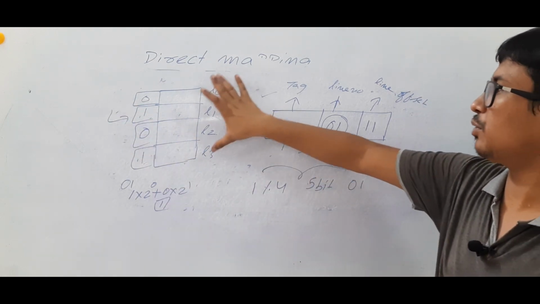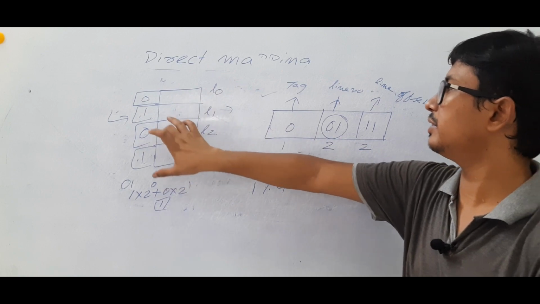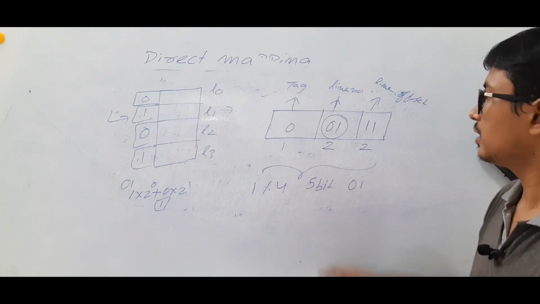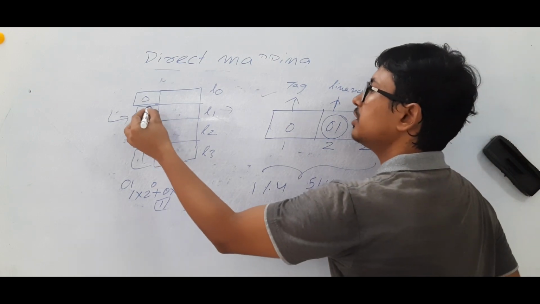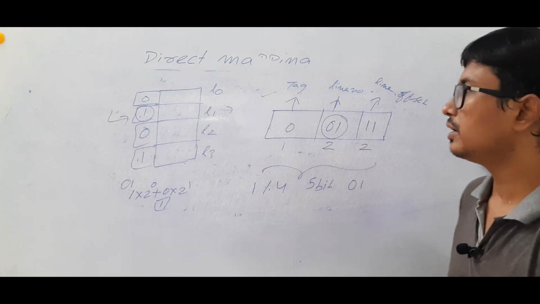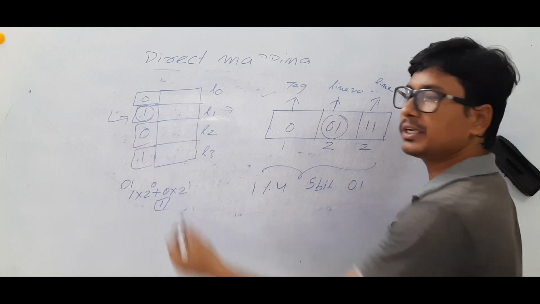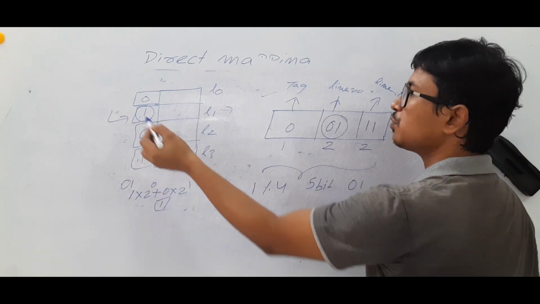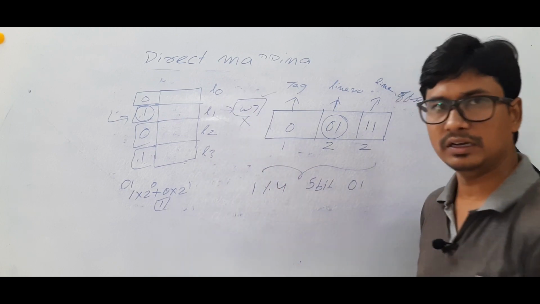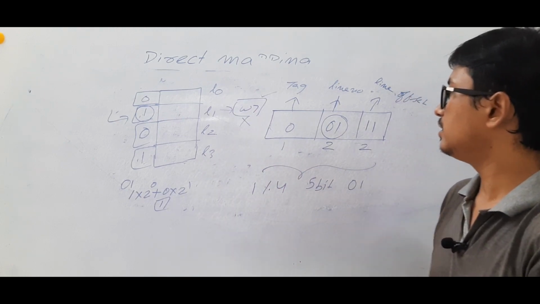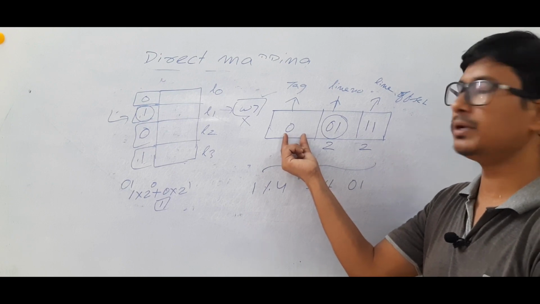So the particular word can be available in this line. Now you need to search the tag bit. The tag bit of the word is 0, but you see that the tag bit here is 1. So if the tag bit differs, then you can say that word number 7 is not available in the cache memory, because this word's tag bit is 0.